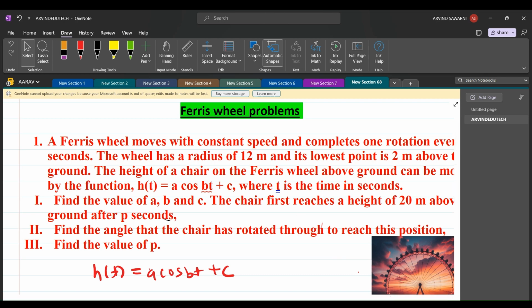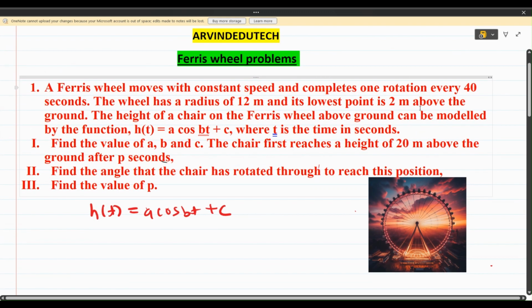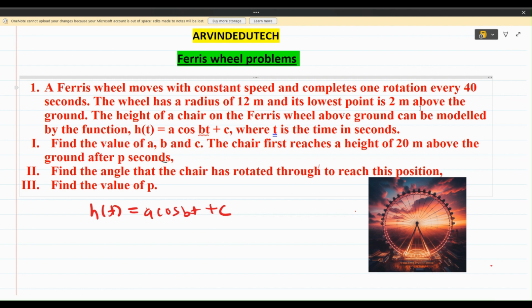Hello, so in this video we're going to understand the Ferris wheel problems and how to solve them. A Ferris wheel moves with a constant speed and completes one rotation every 40 seconds. The wheel has a radius of 12 meters and its lowest point is 2 meters above the ground.